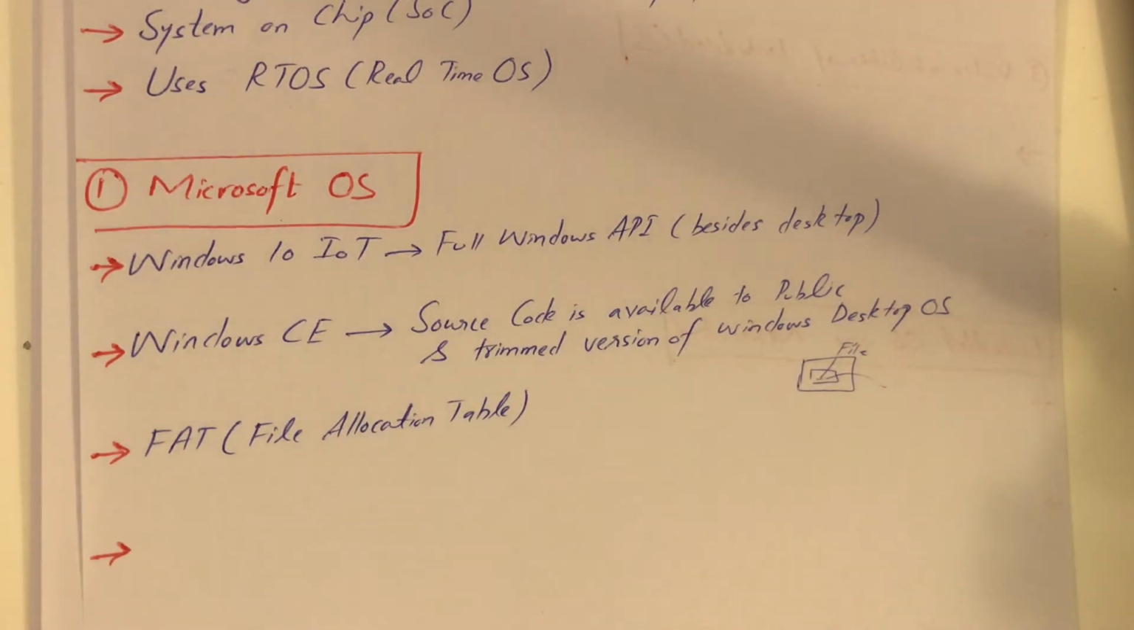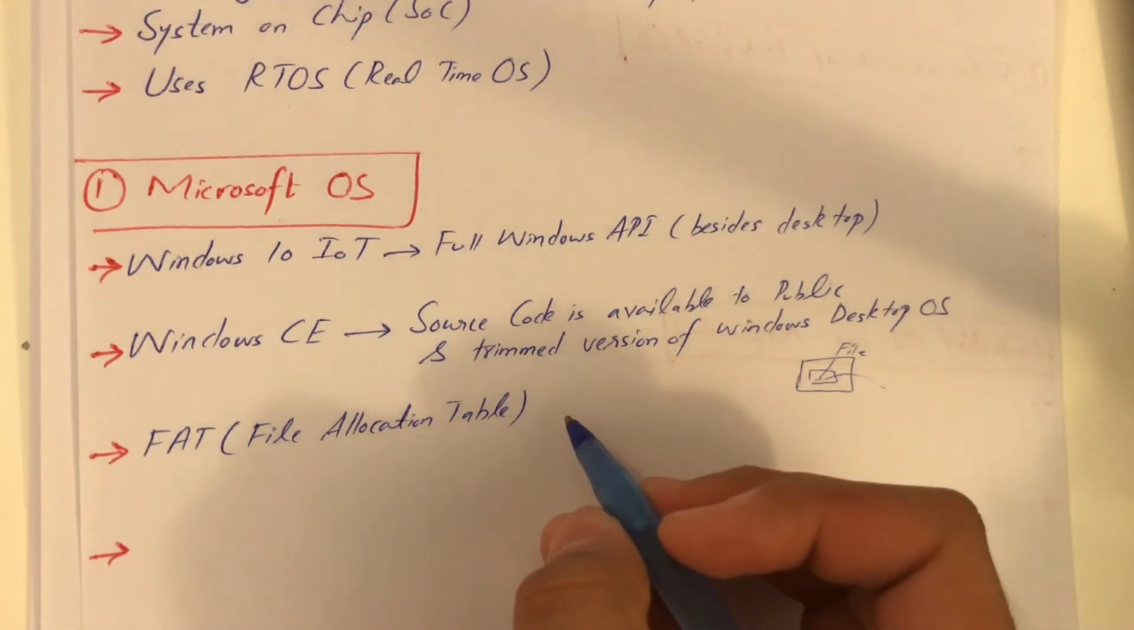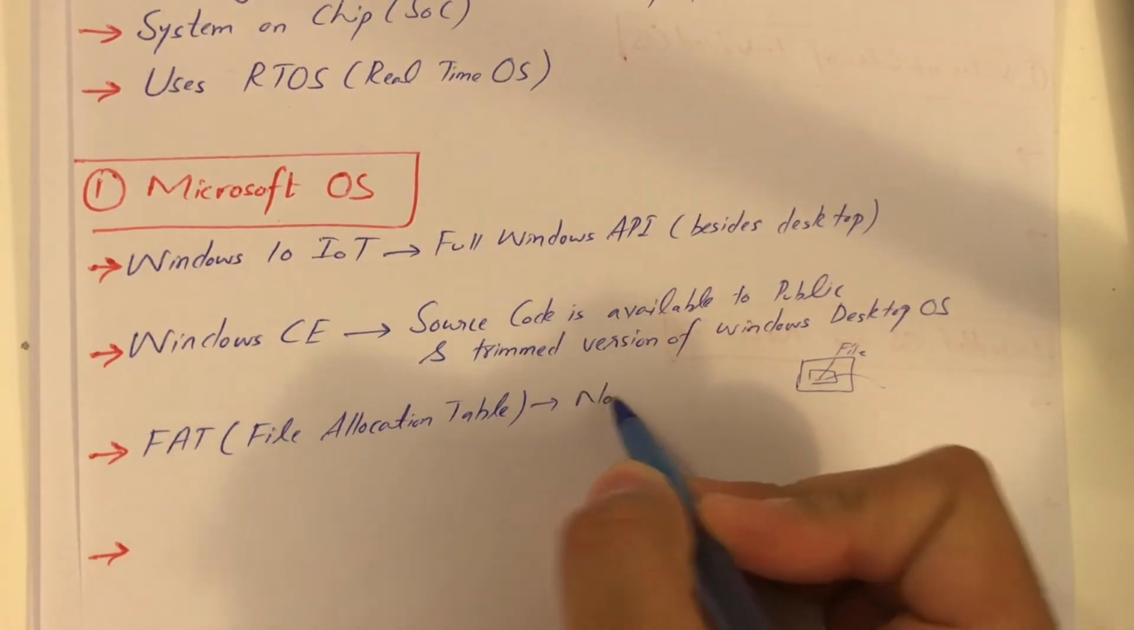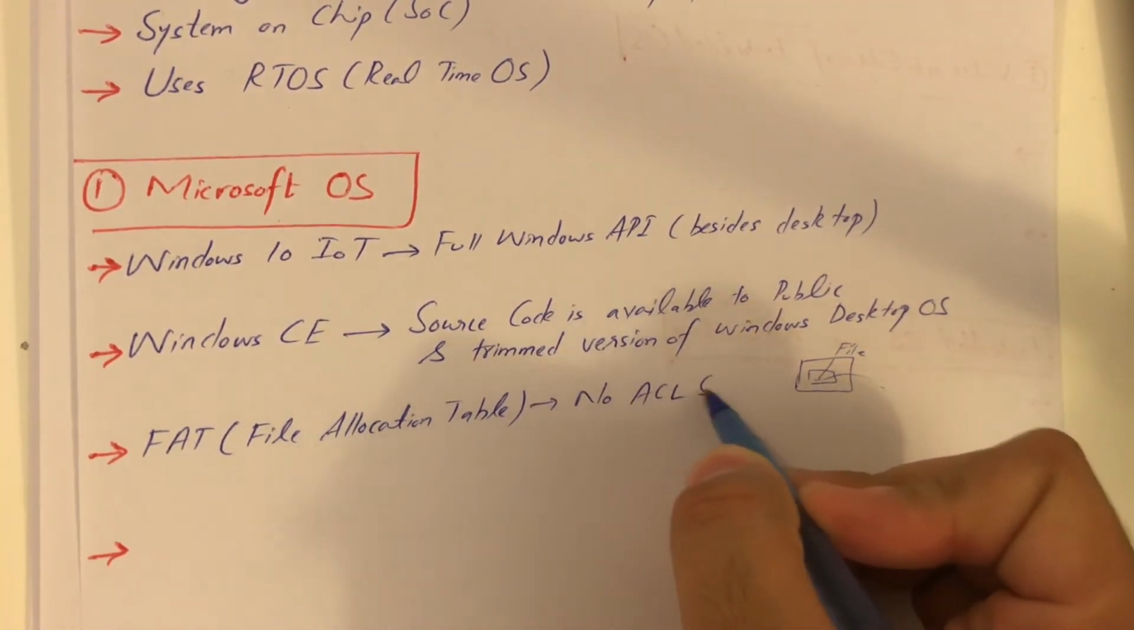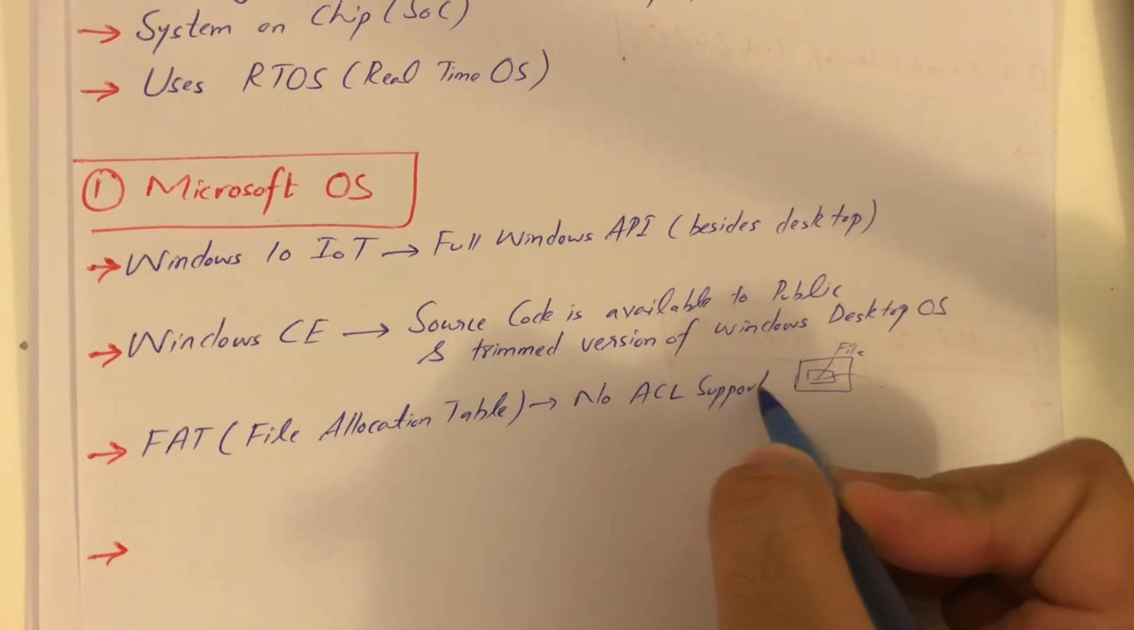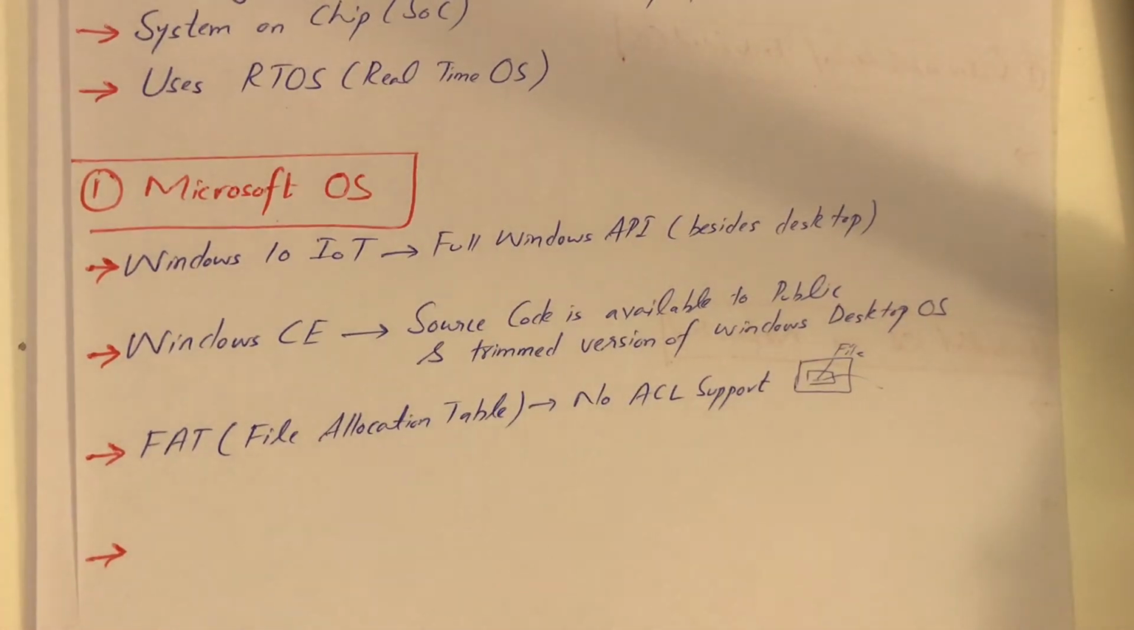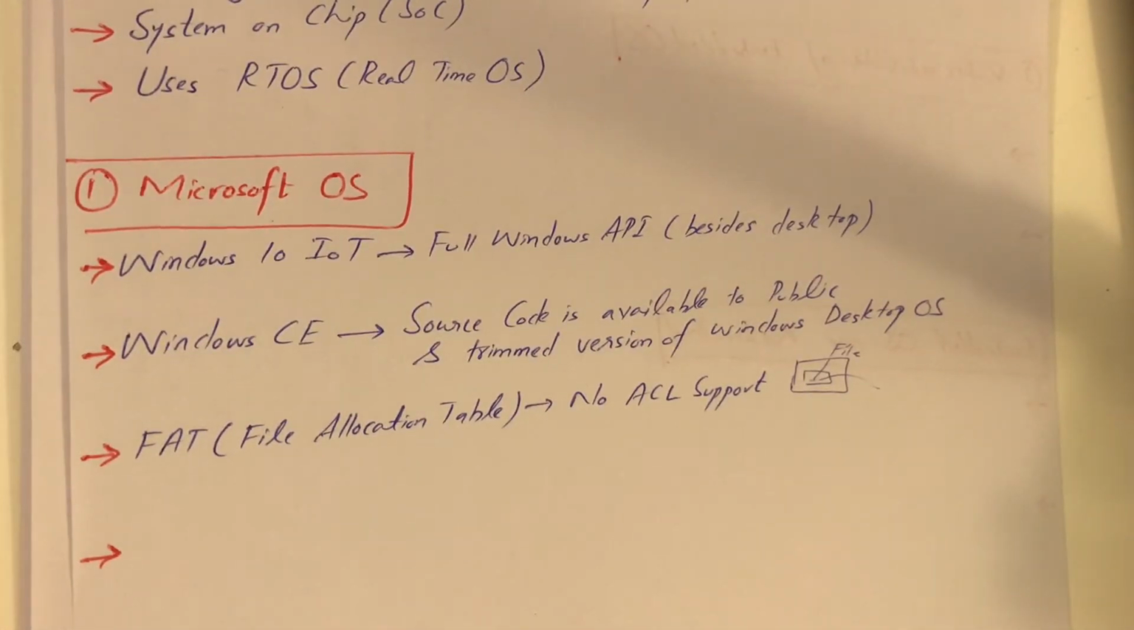So File Allocation Table, FAT, used to be one of the file access methods, but nowadays it's obsolete because it doesn't support ACL, access control list. There was no access control list support for FAT.